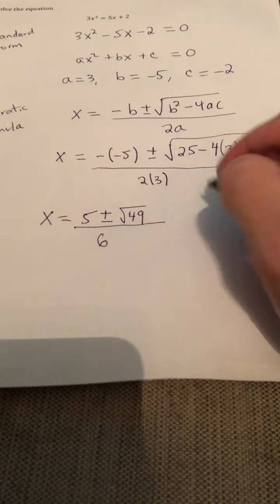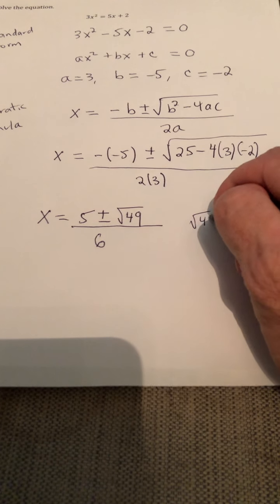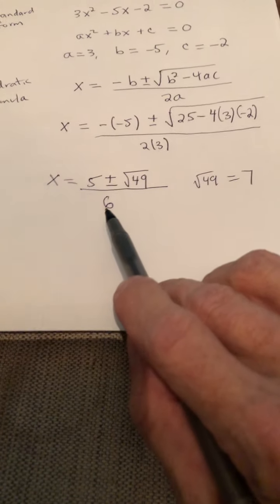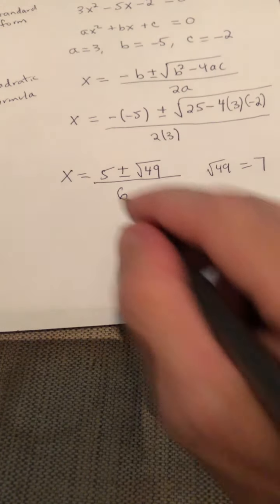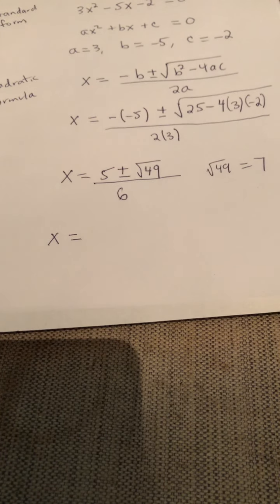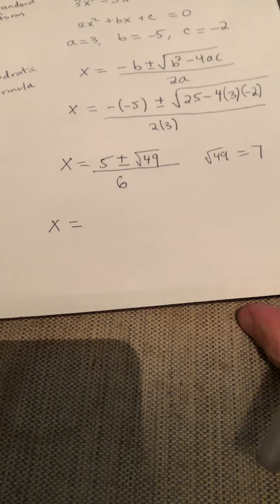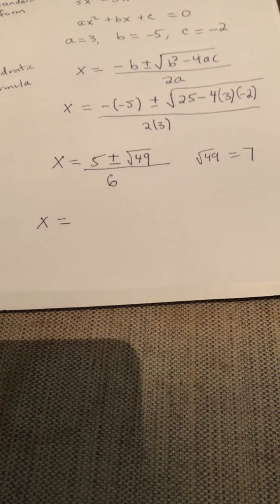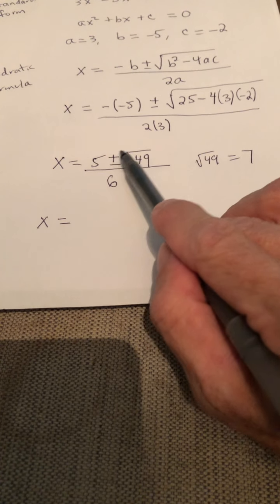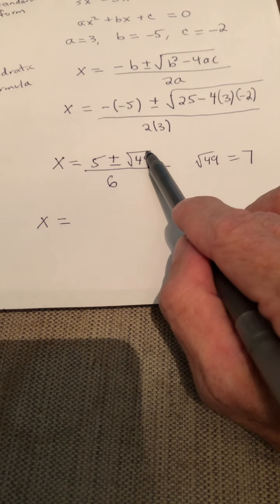Now, of course, the square root of 49 is 7. So when we simplify, we're actually going to get rational solutions. Rational means that a number can be written as a fraction, so that includes whole numbers, positive or negative, and any fraction. So 5 plus 7 is 12.